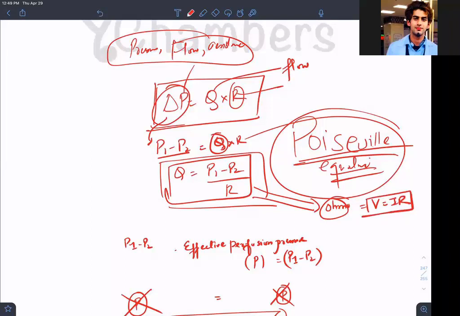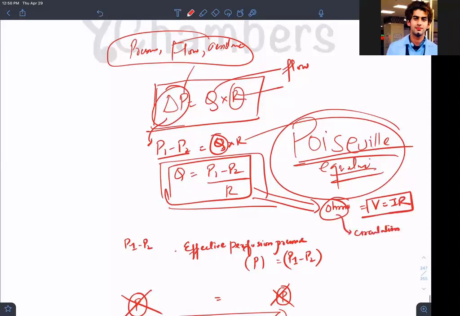Now, if I put this Ohm's law in the circulation, physics in circulation, then I have to change the values. I will keep blood flow as Q. Blood flow is Q. P will be the effective perfusion pressure, and R will be the resistance to blood flow. Is it clear?